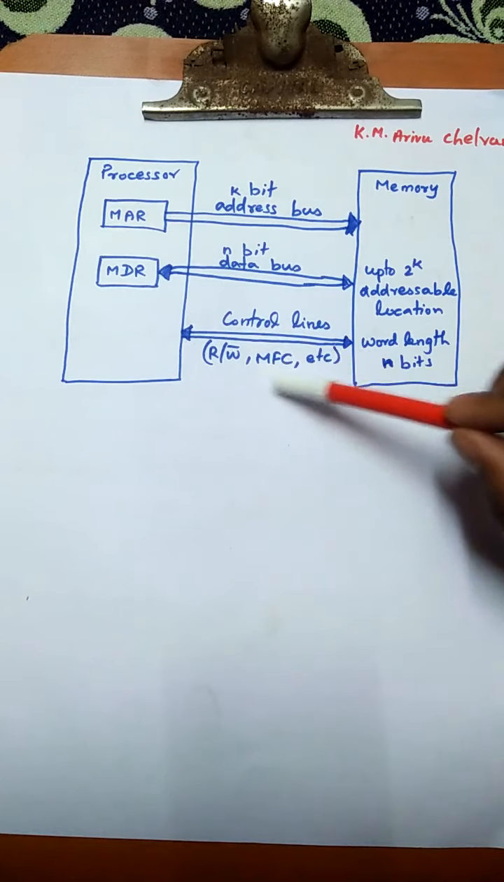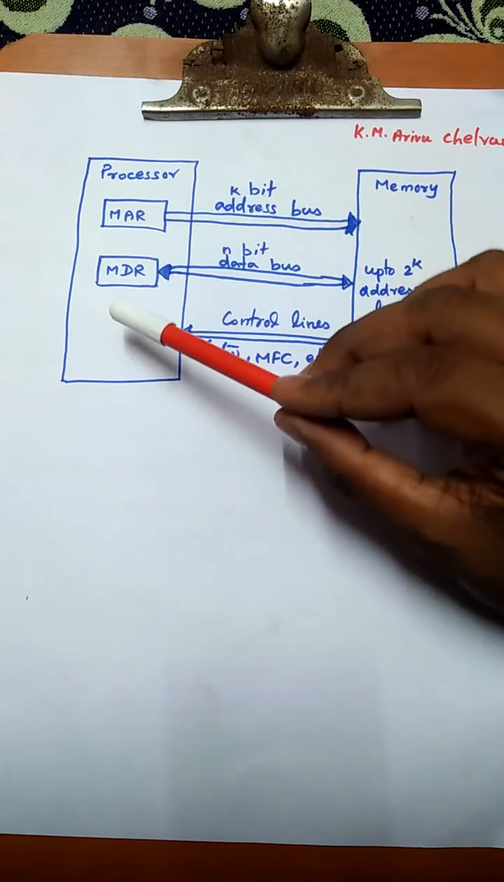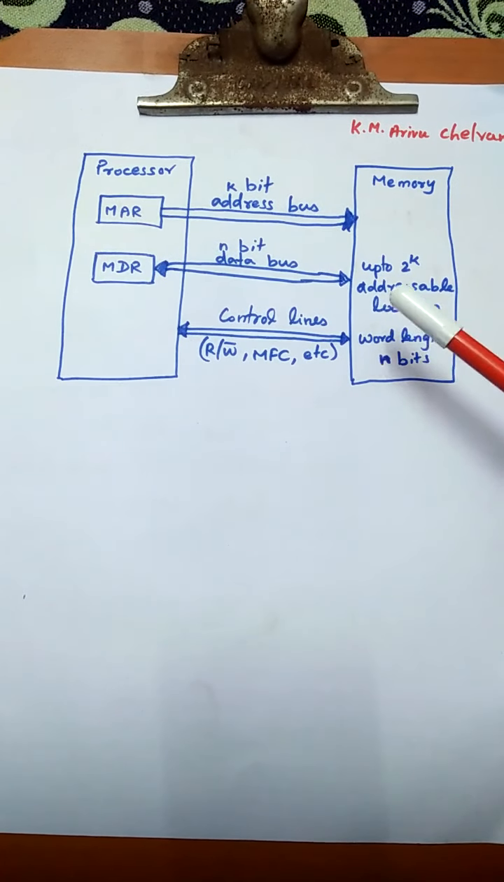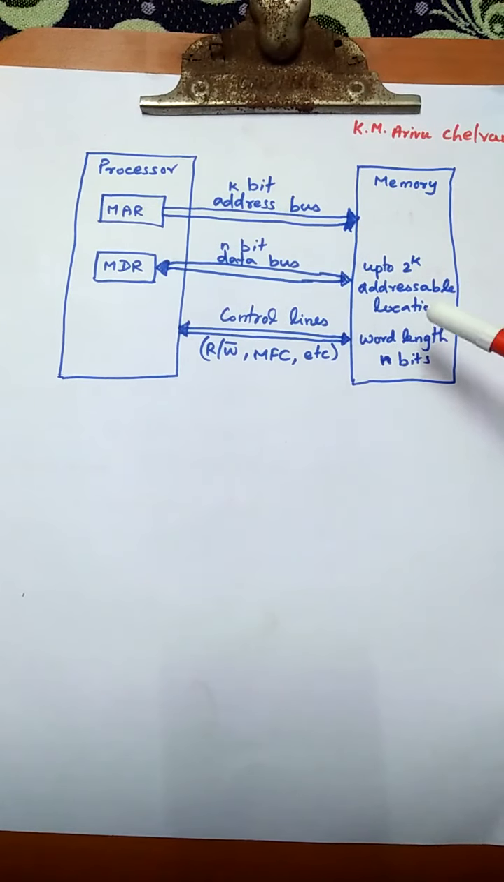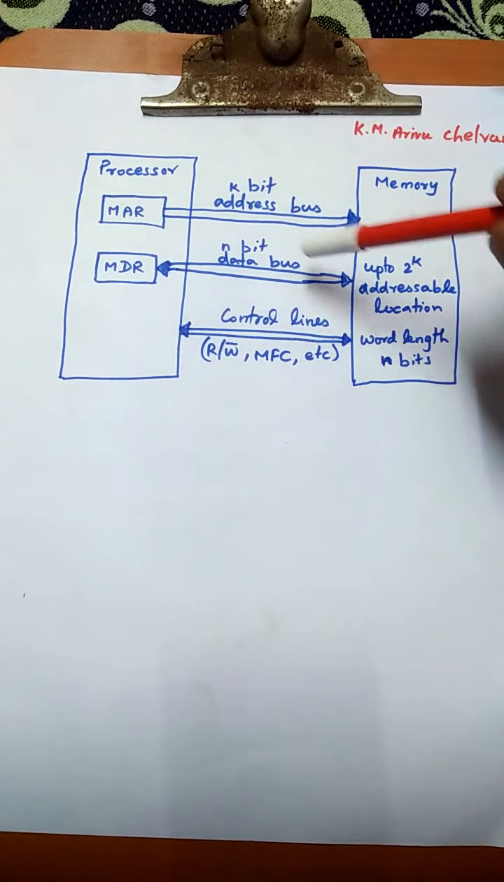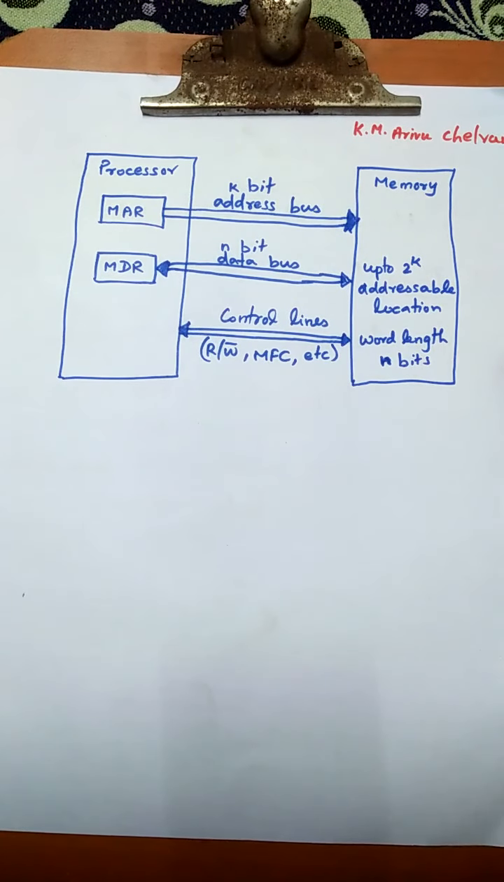The processor will do this operation. Once this MFC signal is enabled, the processor makes the MDR copy the data. This is how the data is fetched from memory to processor.